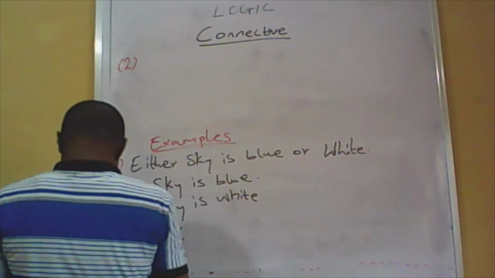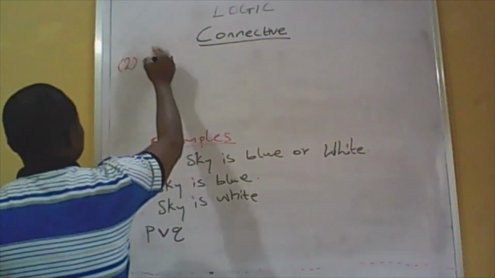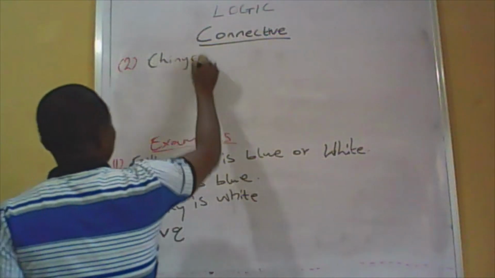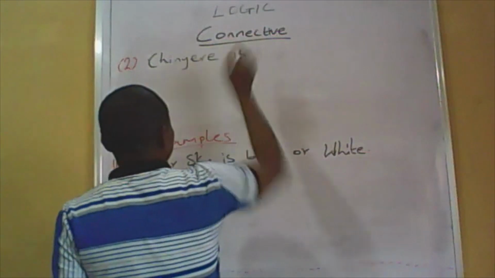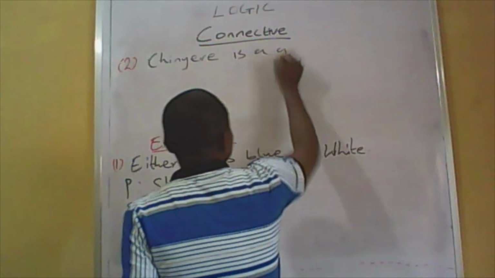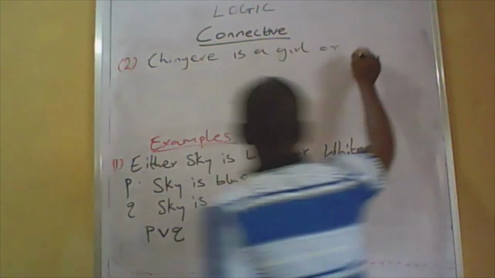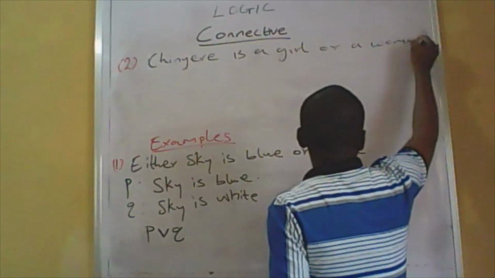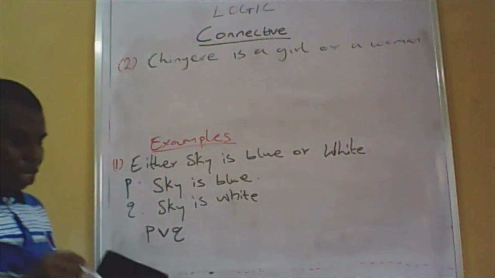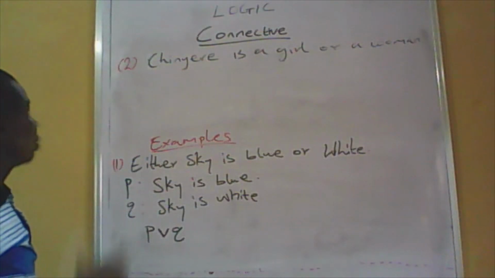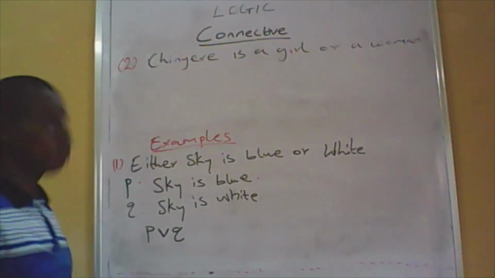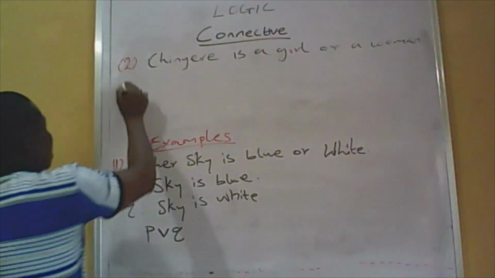Two. Chinyere is a girl or a woman. Let's use our normal English alphabet to represent these statements. One, let's use P as usual.